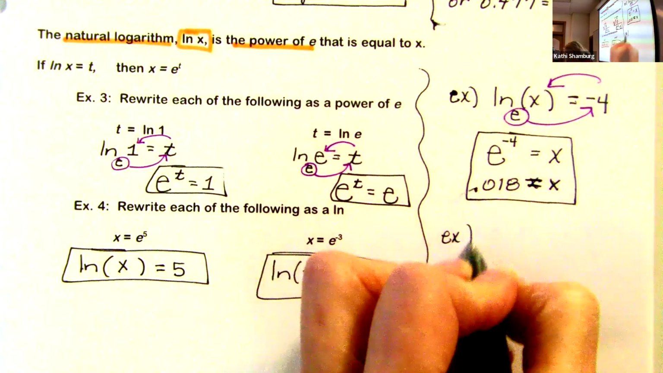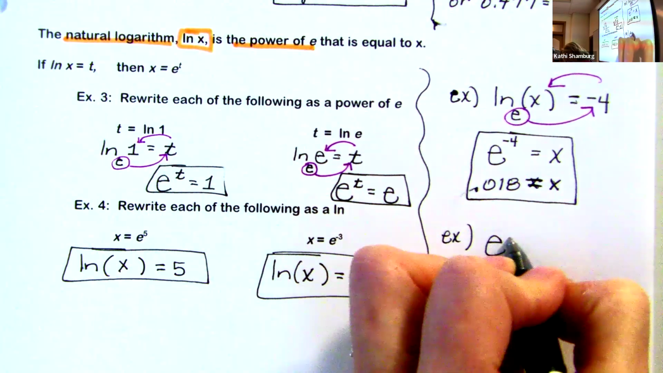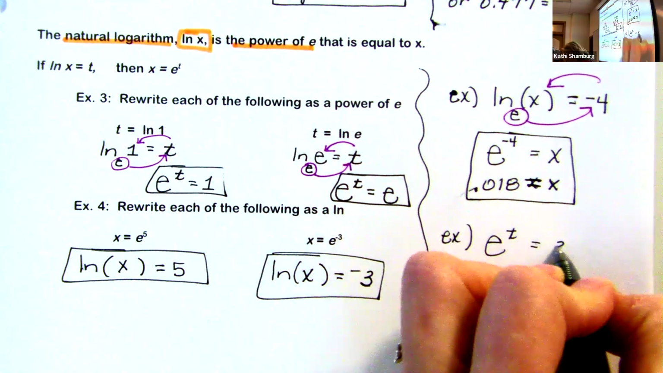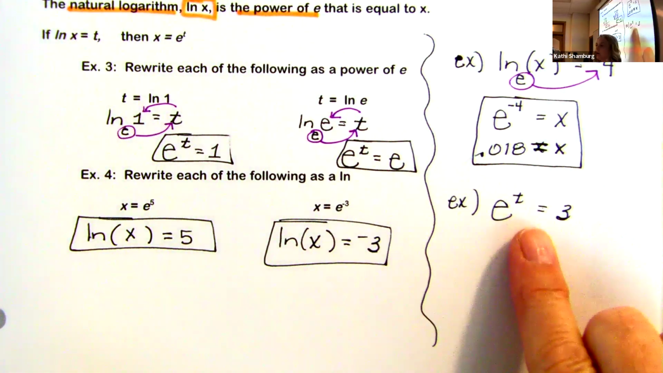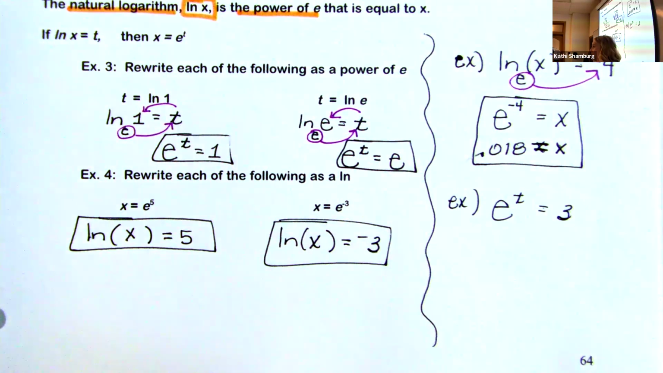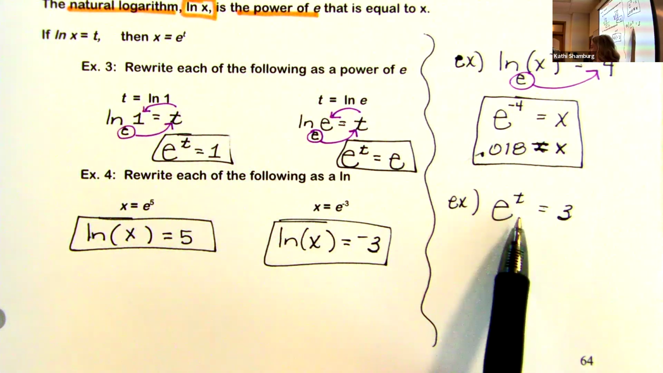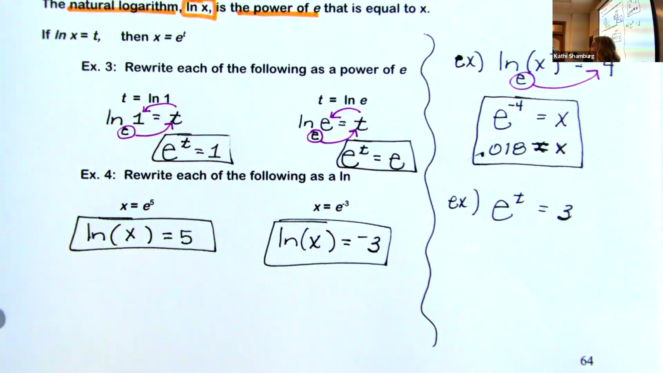All right. E to the t equals 3. Well, I have no idea what number t is going to be. So in order to find it, I can't work it as is. So what am I going to convert this to?